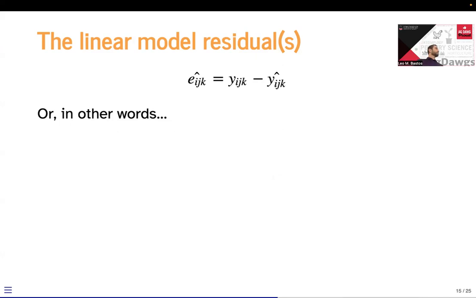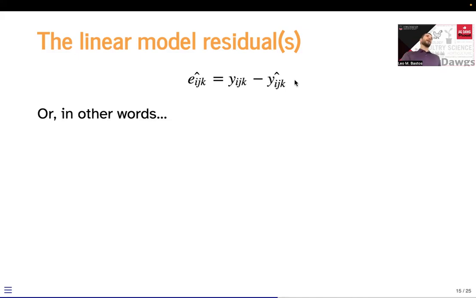So the linear model residual is basically that error term. If you remember our cells model, we have overall mean, effect of nitrogen, effect of potassium, interaction, and this e_ijk component, which is basically what's left, the information left after you account for all those other effects, right? So what I cannot explain in my model goes into the error term. So the residual of the model is basically the value of that observation minus the predicted value for that observation.